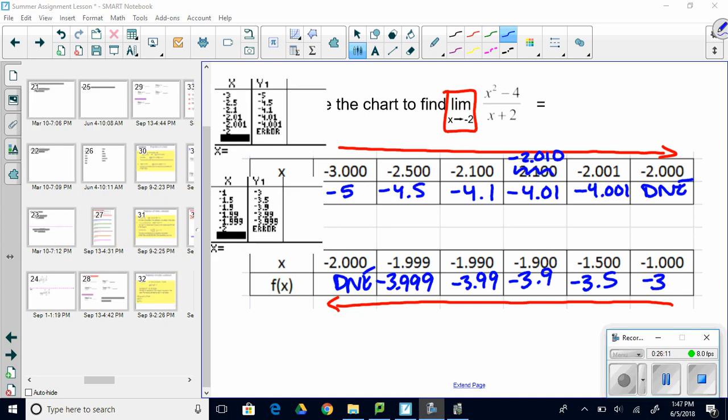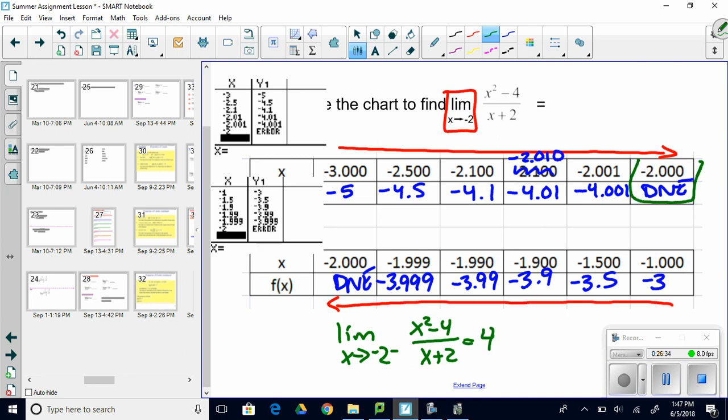Alright, so I've just filled in the table using my calculator, and if we look, as this goes towards -2 from the negative side of this function, it looks like it's getting closer and closer to -4. Remember, it doesn't matter that this does not exist. That would be an open circle when you graph it. It just doesn't exist because you cannot put -2 into the bottom because that makes the bottom 0. So you have to use a different method to analyze this limit.